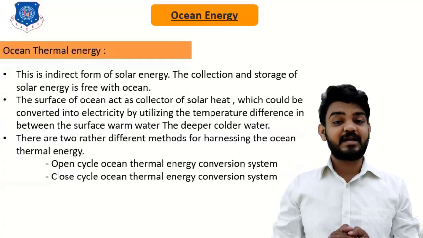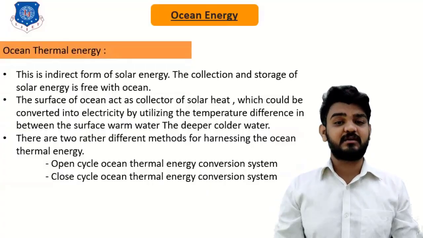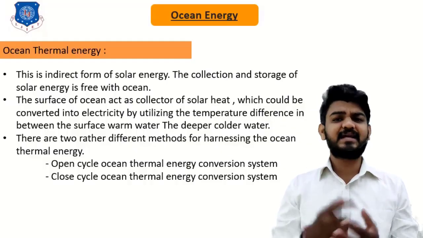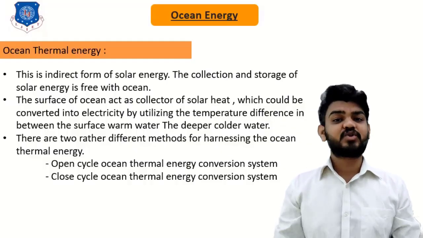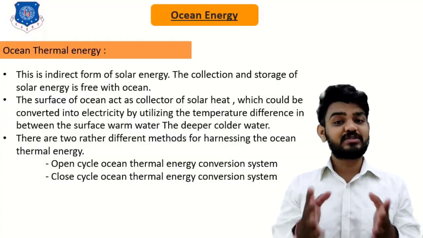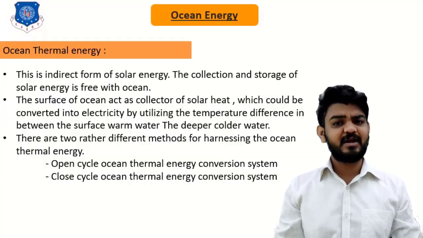It is a fact that the upper surface of the ocean receives solar radiation. Hence, it is warm in nature. While the deeper water of the ocean does not receive any kind of solar radiation. Hence, it is cold in nature. So, we can always utilize this temperature difference to generate electricity by means of a turbine and generator assembly.